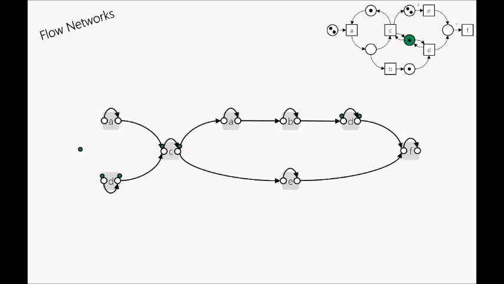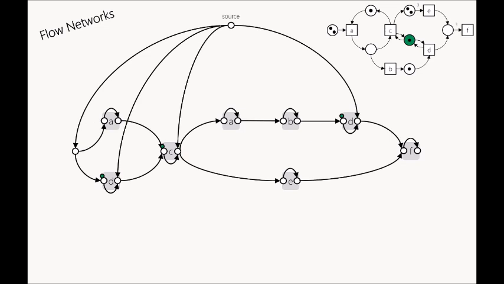So for every event, we create two nodes of a flow network, and we connect the first with the second, and all the other arcs are just given by the partial order. Then we add another node representing the initial marking, which is connected to the initial nodes of the partial order. And then we add a source.